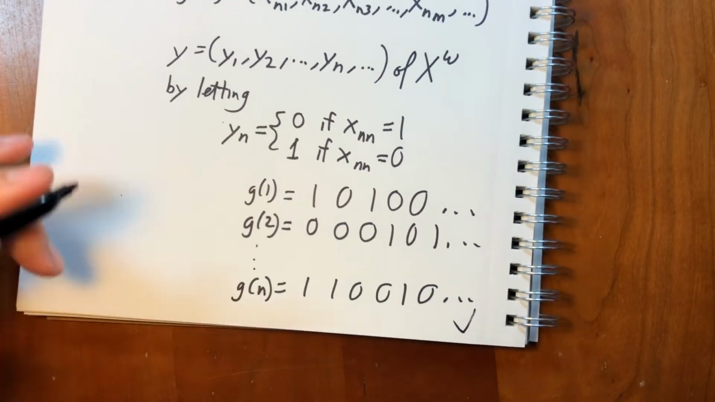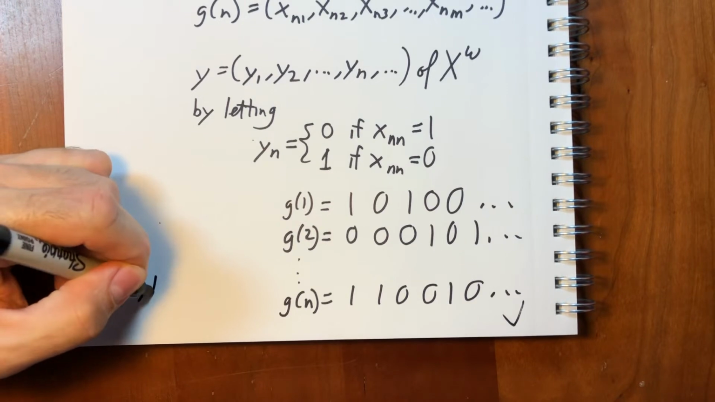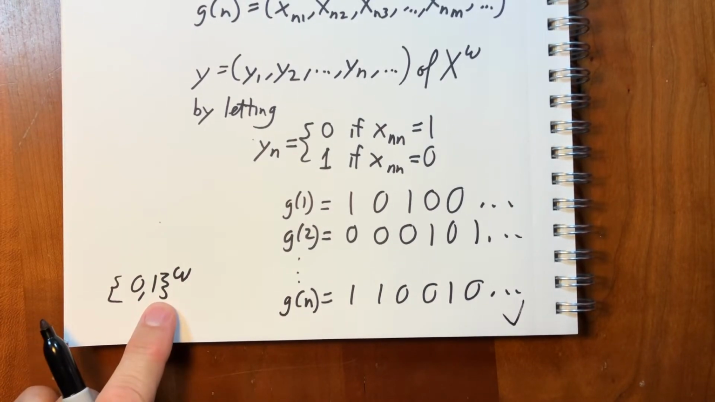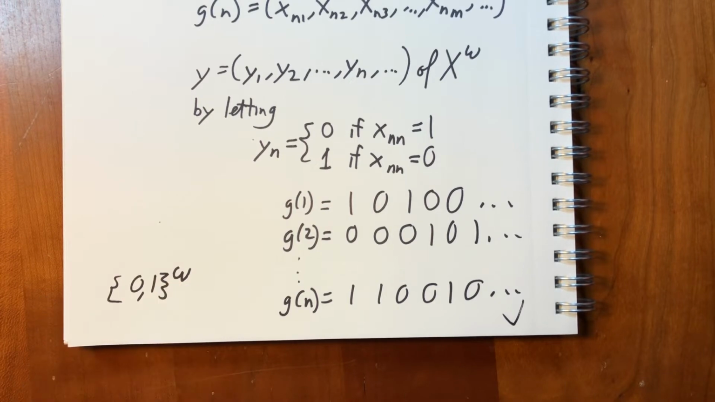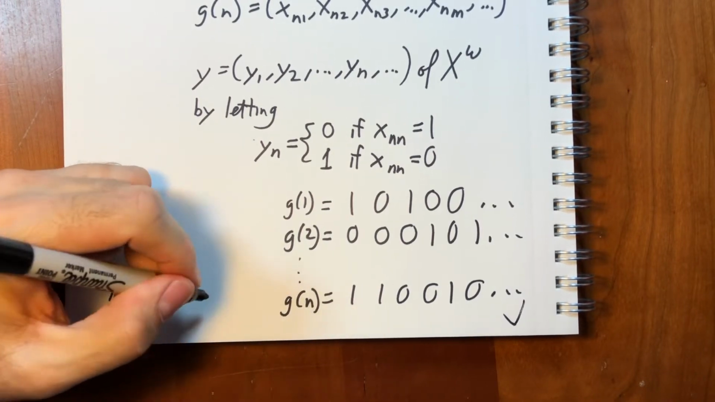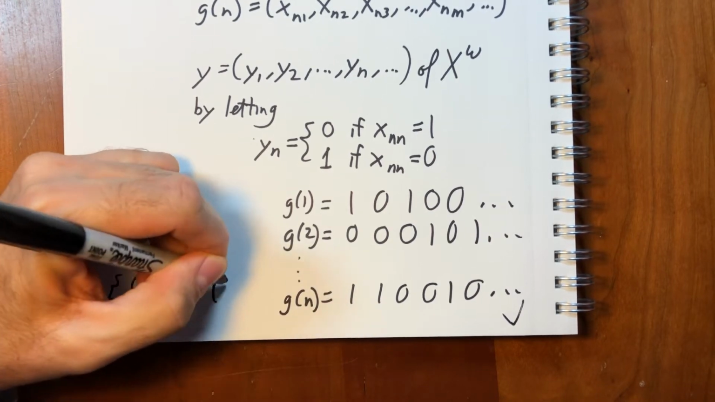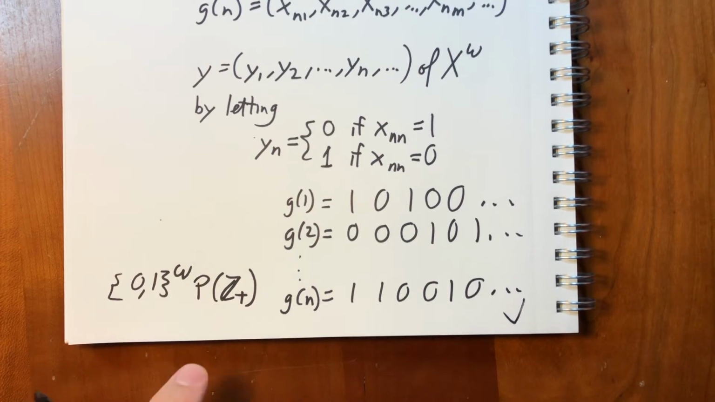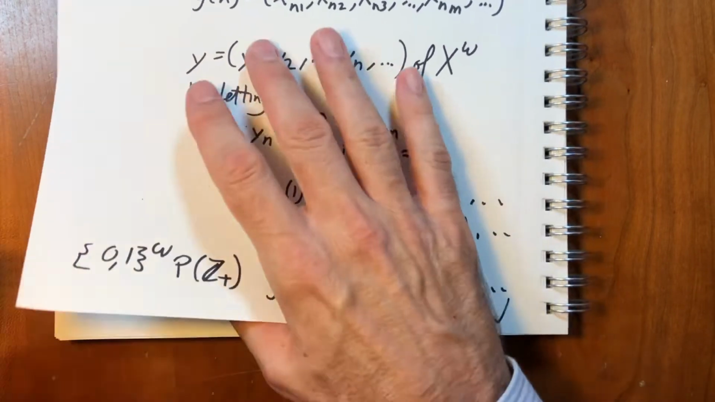Okay, so we just showed that the Cartesian product of the two-element set {0, 1} to the omega is one example of an uncountable set. Another uncountable set is the power set of the positive integers. So we're going to prove a theorem now that will prove that this set is uncountable.